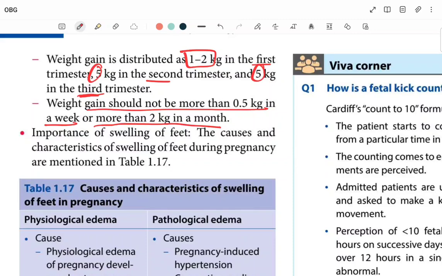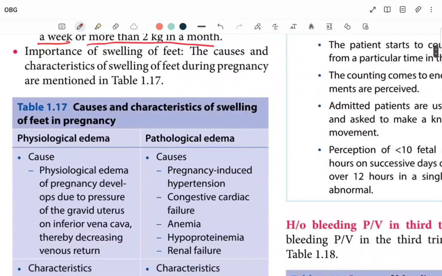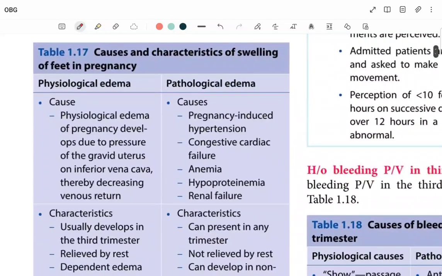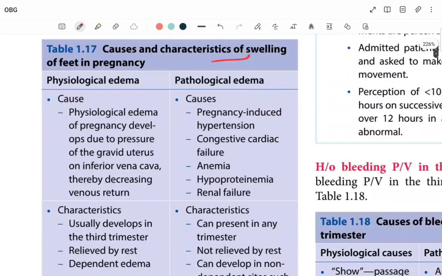Now the importance of swelling of feet. The causes and characteristics of swelling of feet during pregnancy: swelling can be divided into 2 things. One is physiological edema, another one is pathological edema.